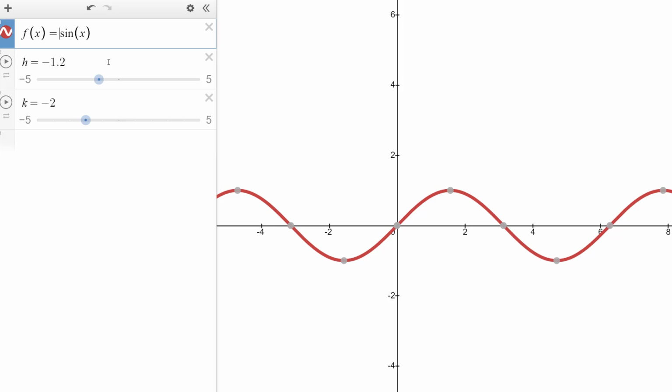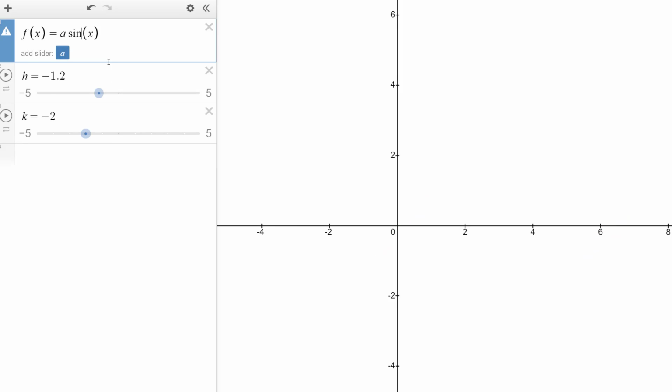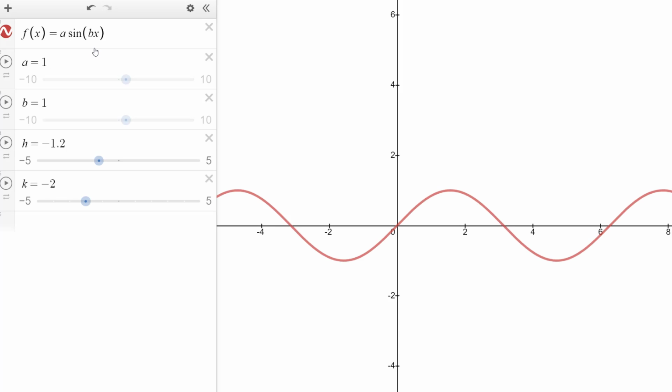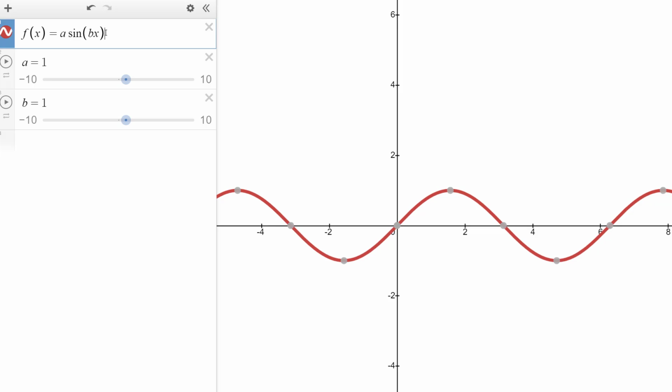And I'm going to put a coefficient of A on this and a coefficient of B on that. Remember, A is on the outside, B is on the inside, which means that A will do vertical stretches or compressions, and B will do horizontal stretches or compressions. And this is going to pretty much ruin your idea of what a vertical stretch or compression looks like.